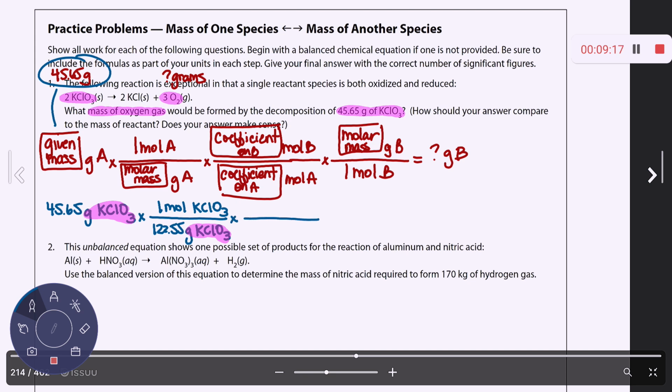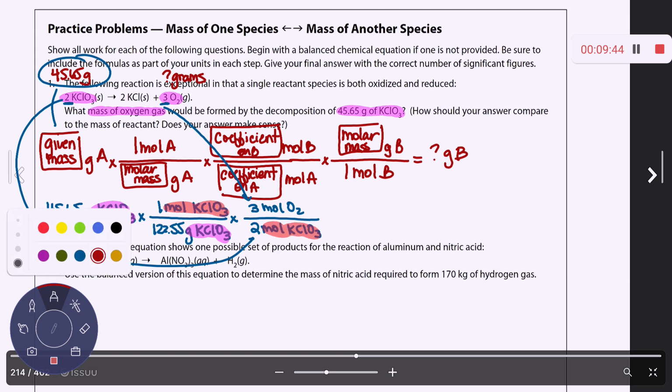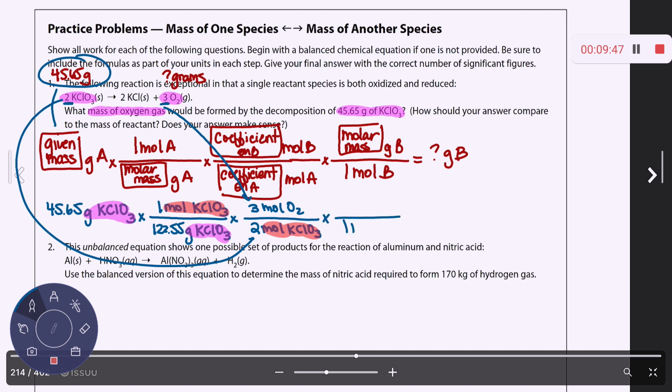Next, we use the coefficients. The coefficient on KClO3 is a 2. So this 2 will come down here. And then we're going to oxygen, so the 3 on the oxygen will go here. Okay. And these units match because we're trying to cancel them. Okay. Lastly, I have 1 mole of oxygen, and then I put the molar mass of oxygen on top, which is 32 because I have to multiply it by 2. Okay, so these units match because we're trying to cancel them.